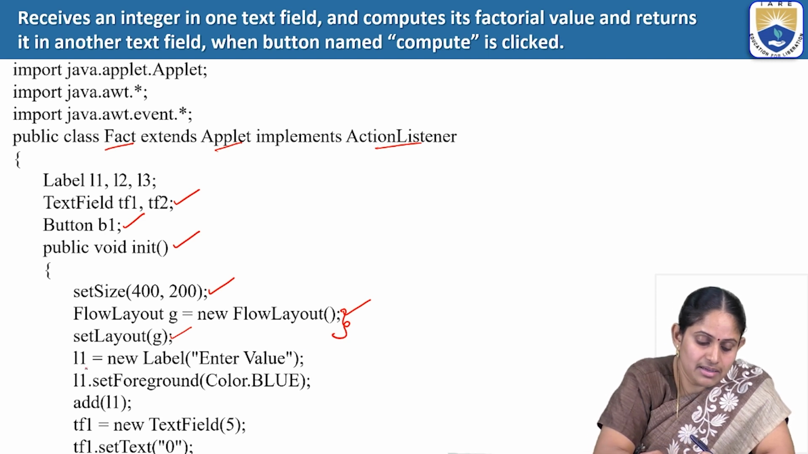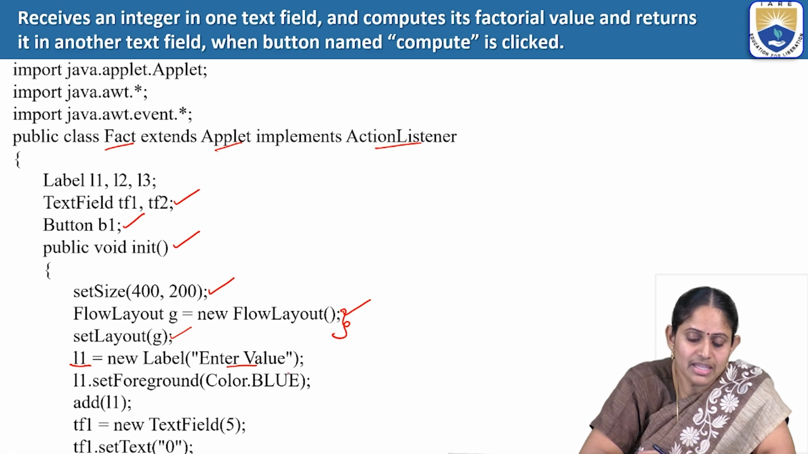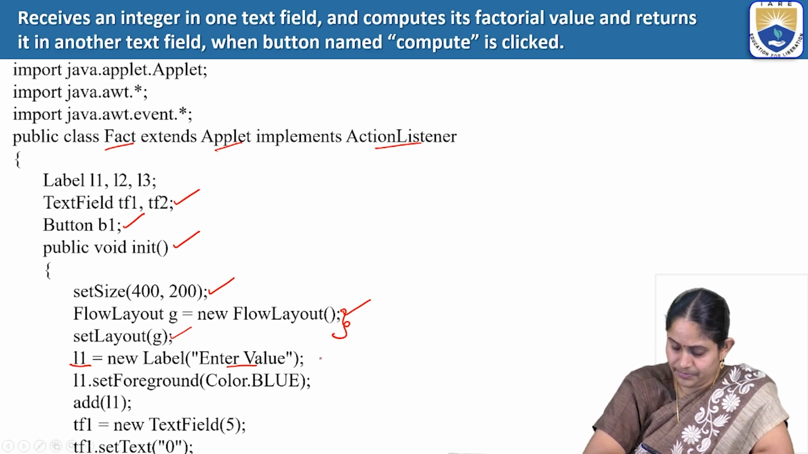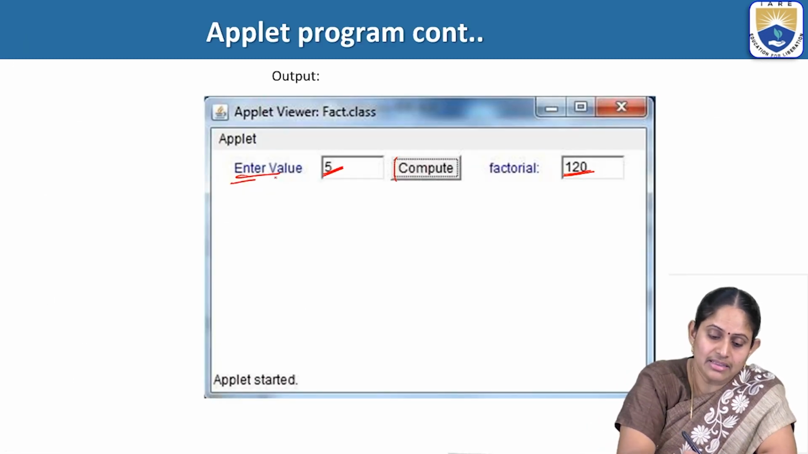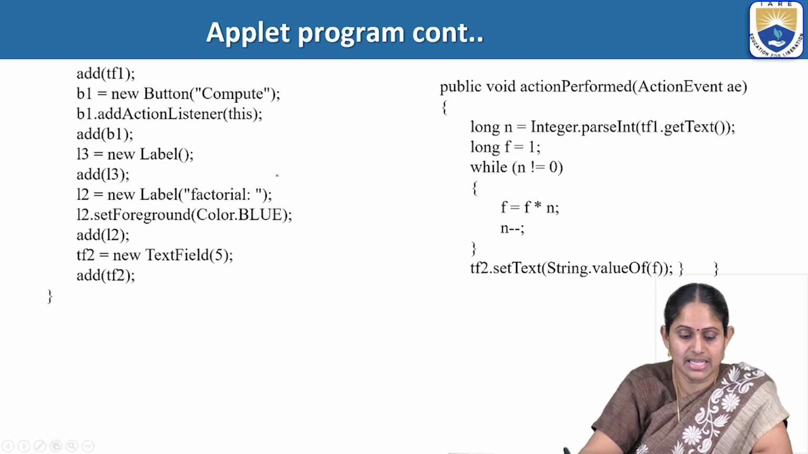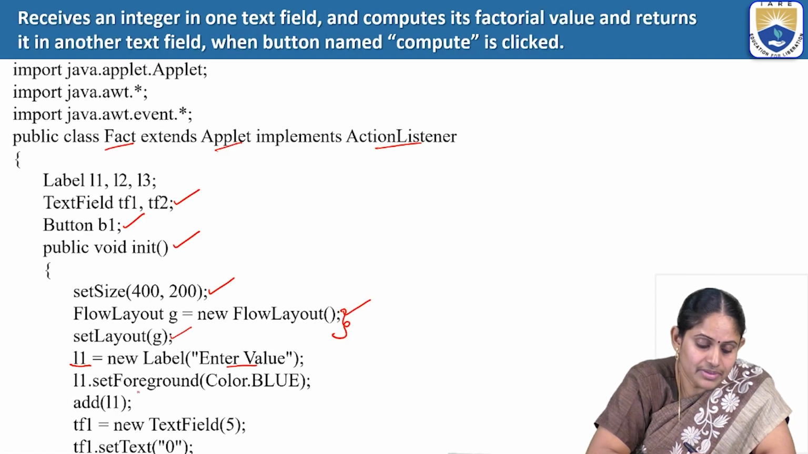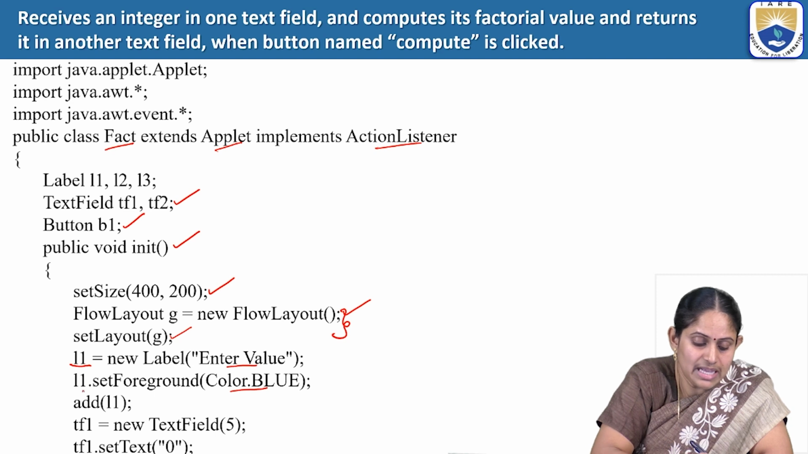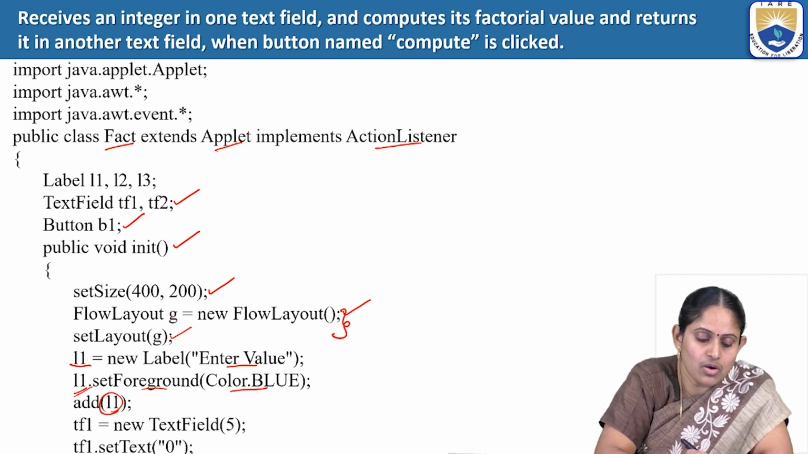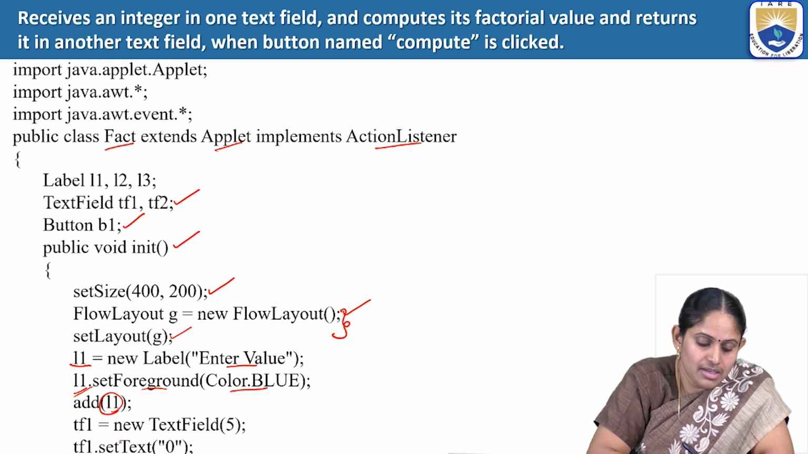Then we are creating a label 1 with the statement enter value. So we have the label. This label is obtained using L1, and its color is set to blue. The L1's foreground color is set to blue, and that L1 is added onto the applet.